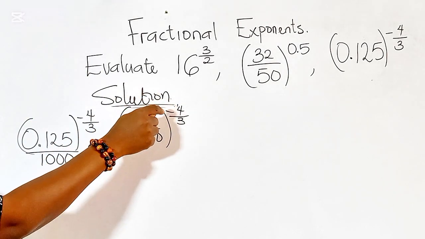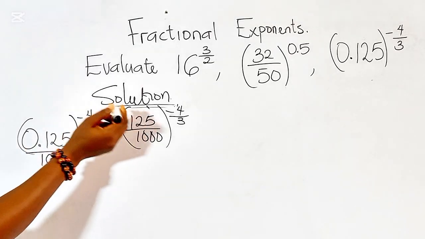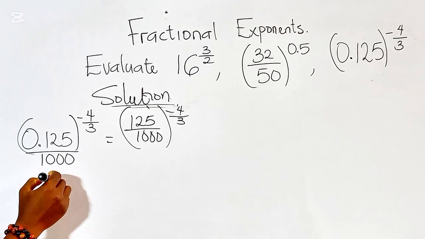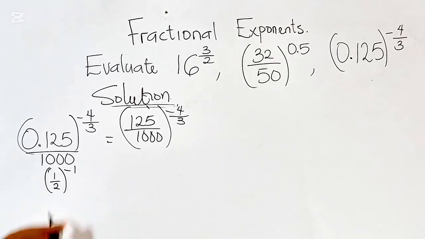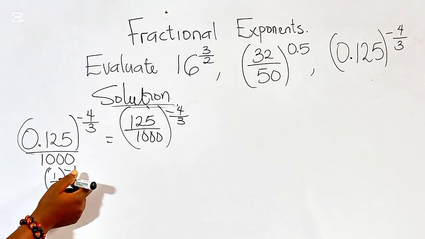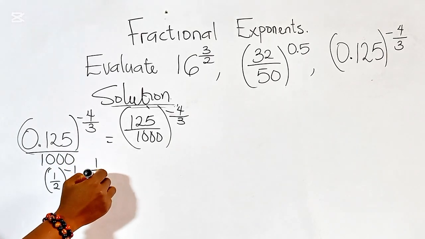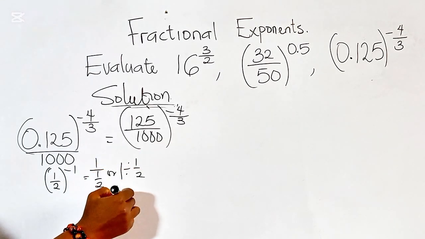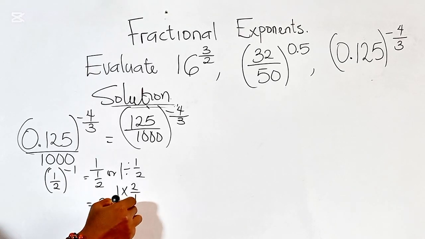The next thing we want to do is to remove this negative attached to the power. To do that, we find the reciprocal of this fraction. Let's take, for instance, 1 over 2 to the power of minus 1. If we want to find the reciprocal of 1 over 2 to remove this negative power, we have 1 divided by 1 over 2. So this becomes 1 times 2 over 1, and this gives us 2 over 1, or 2.